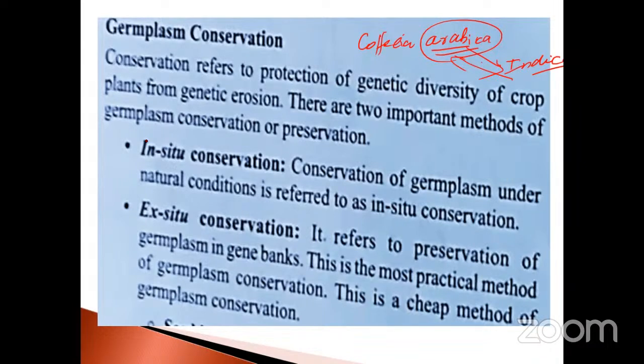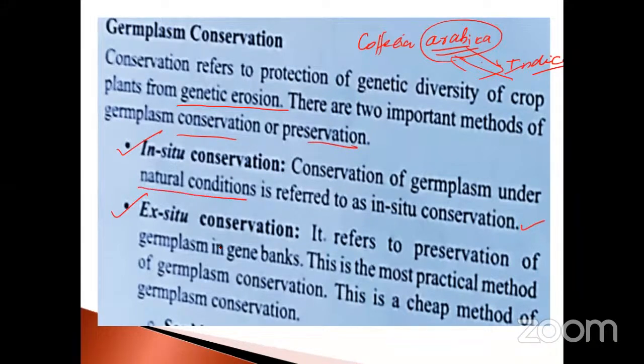Conservation refers to the protection of the genetic diversity of the crop plant from genetic erosion. For example, some of the plants completely disappear, exotic species, and they can also be regenerated. There are two important methods of germplasm conservation or preservation. Two types we already discussed: in situ and ex situ. What is the meaning of in situ? Conservation of germplasm under natural conditions is referred to as in situ conservation.